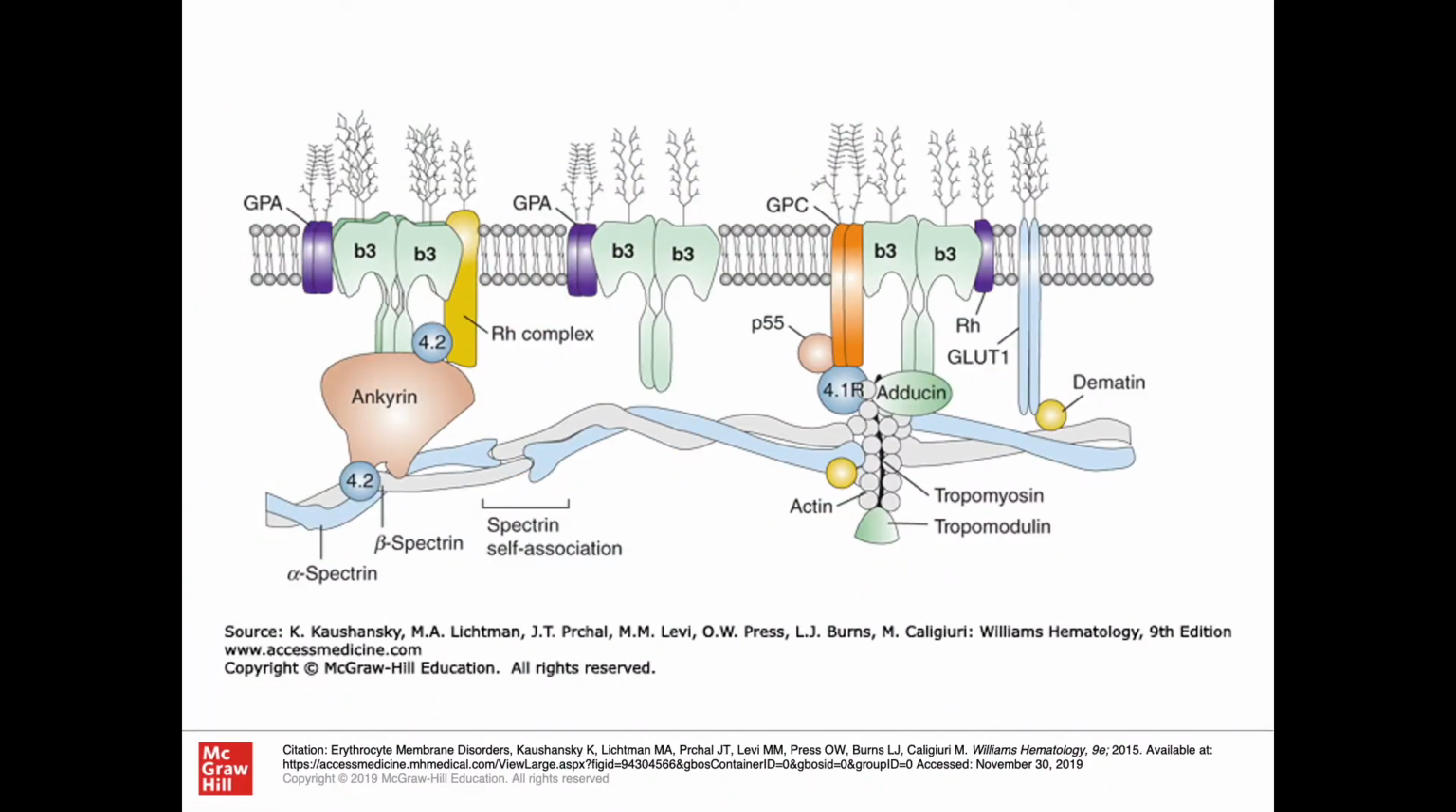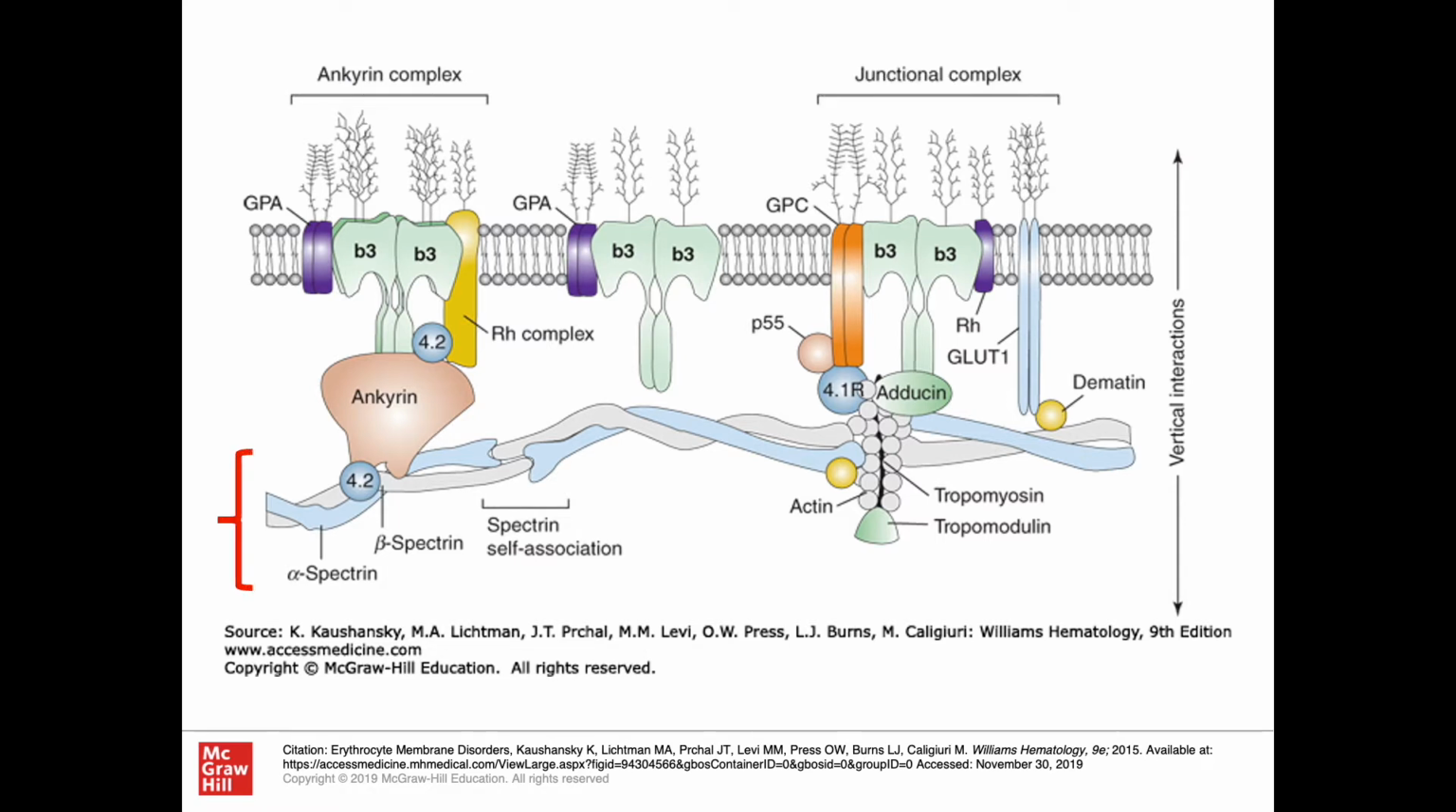This slide features a schematic model of the human RBC membrane. The molecular assembly of the major proteins is indicated. Vertical interactions are perpendicular to the plane of the membrane and are represented by the ankyrin and junctional protein complexes that connect the membrane spectrin skeleton to the integral proteins embedded in the lipid bilayer. Horizontal interactions, on the other hand, occur parallel to the plane of the membrane and involve spectrin tetramers and protein 4.1.